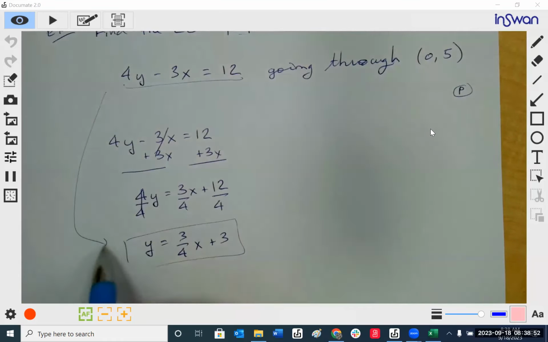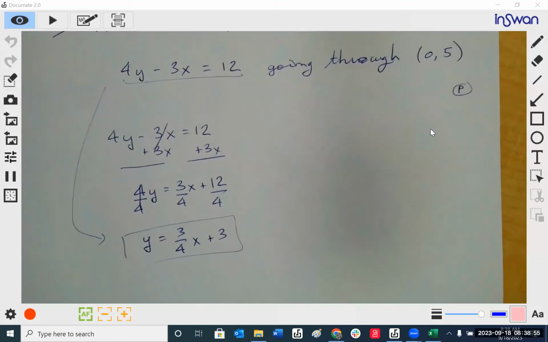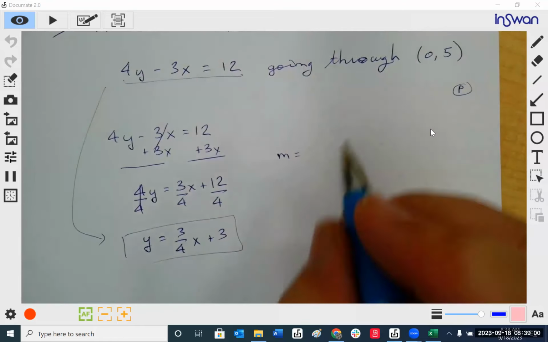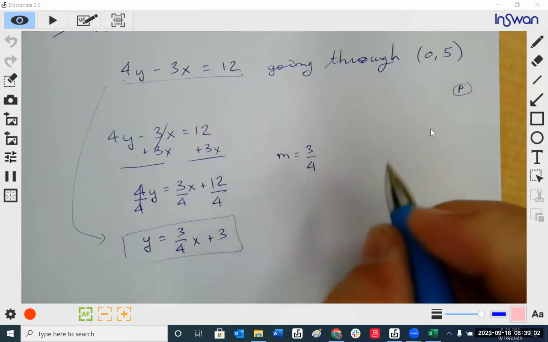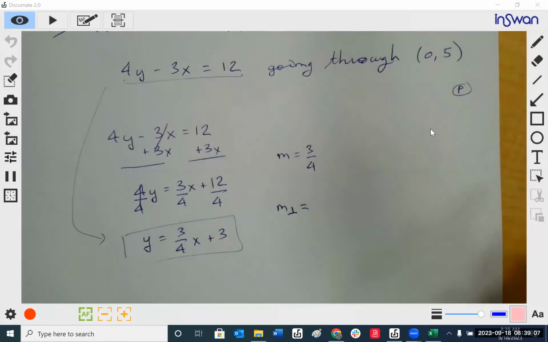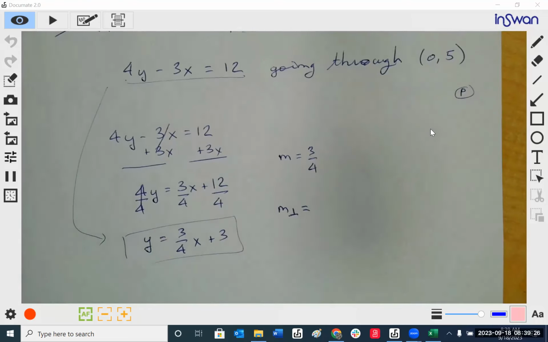So that is this line. What is the slope of that line? We need to have the slope perpendicular. So what is the perpendicular slope? What are the conditions for a perpendicular slope?